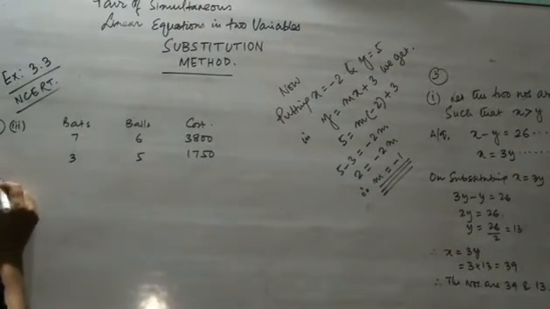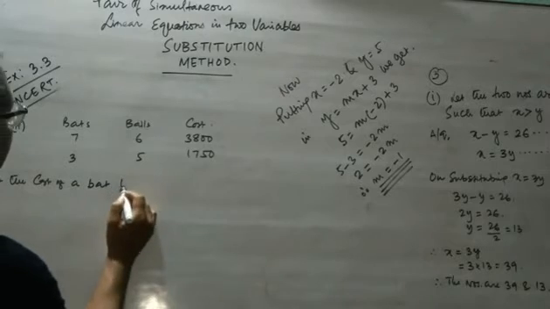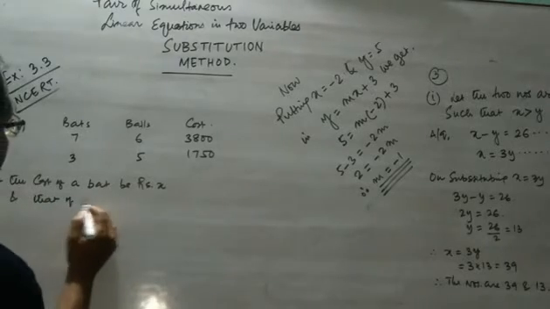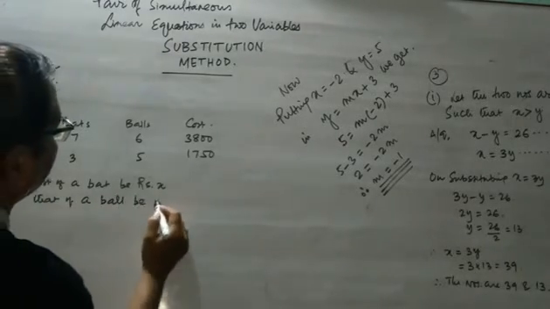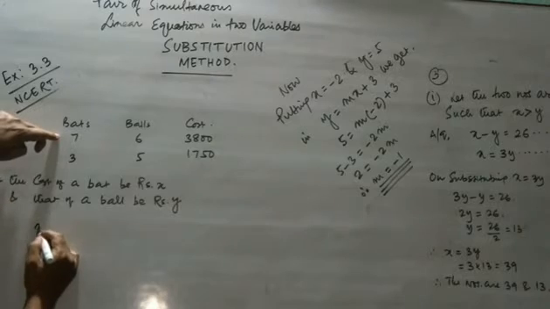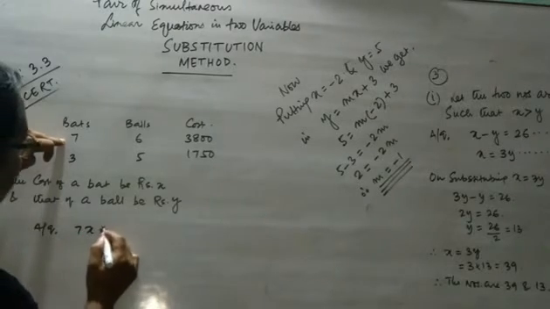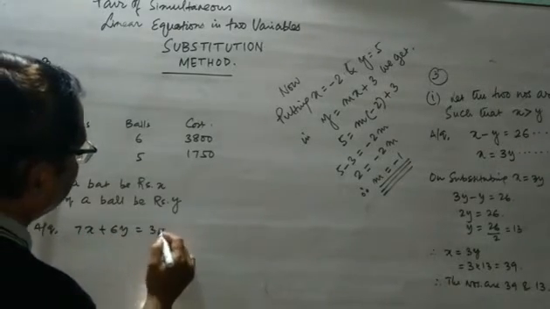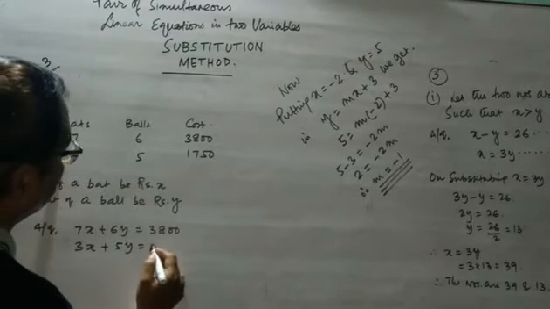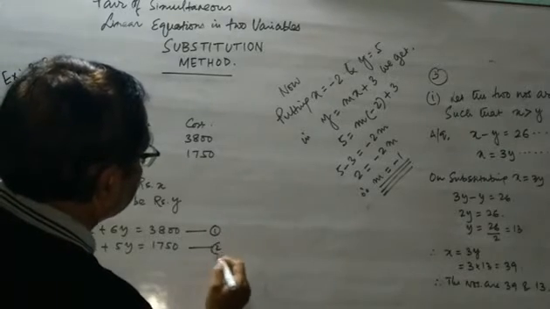So let the cost of a bat be rupees X and that of a ball be rupees Y. Now 7 bats, according to the question, 1 bat's cost is X, so 7 bats cost will be 7X. 7X plus 6Y is equal to 3,800 and 3X plus 5Y is equal to 1,750. This is equation number 1 and equation number 2.